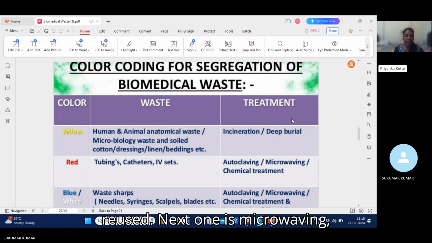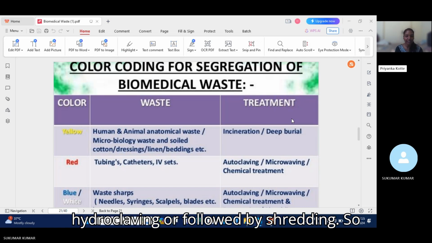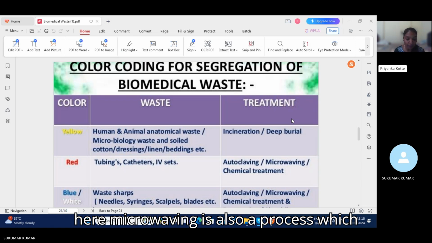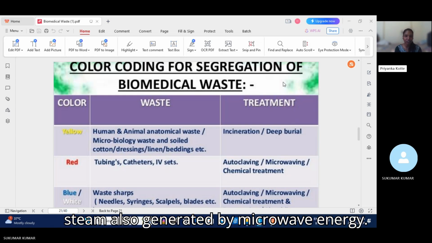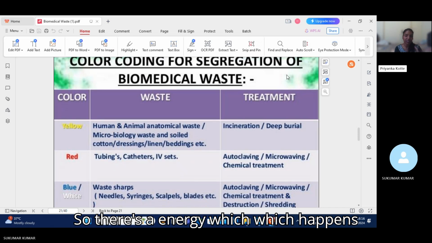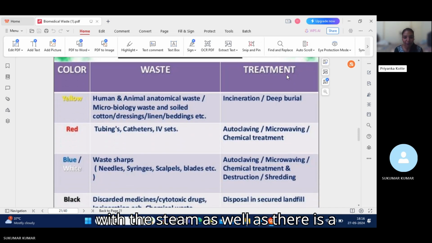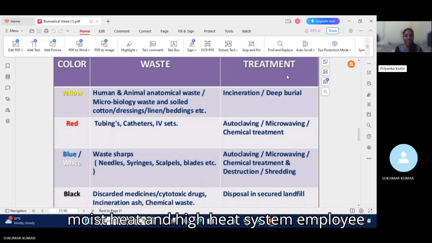Next one is microwaving, hydroclaving, followed by shredding. Here, microwaving is also a process which disinfects the waste. It is mostly the moist kind of heat we follow, and steam is also generated by microwave energy. So there is energy with the steam, as well as moist heat. And a high heat system employs combustion as well as high temperature.